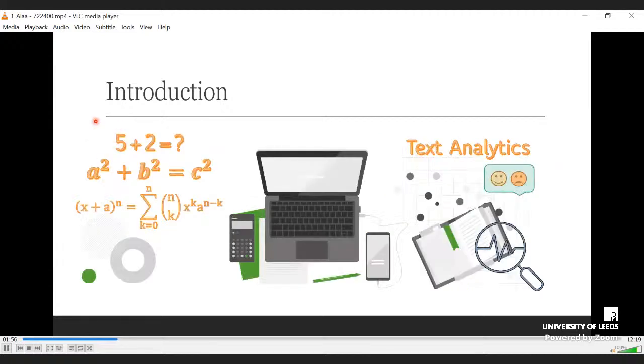So in this example, if someone asks you to add two numbers, 5 plus 2, you may think for a second and give the answer, which is 7, right? Suppose you have this equation, Pythagoras. You may need a pen and paper to calculate it, so it may take more time than thinking about it in your brain. How about if you have a complex equation? You may need to use a calculator, right? To help you do it in a faster and easier way.